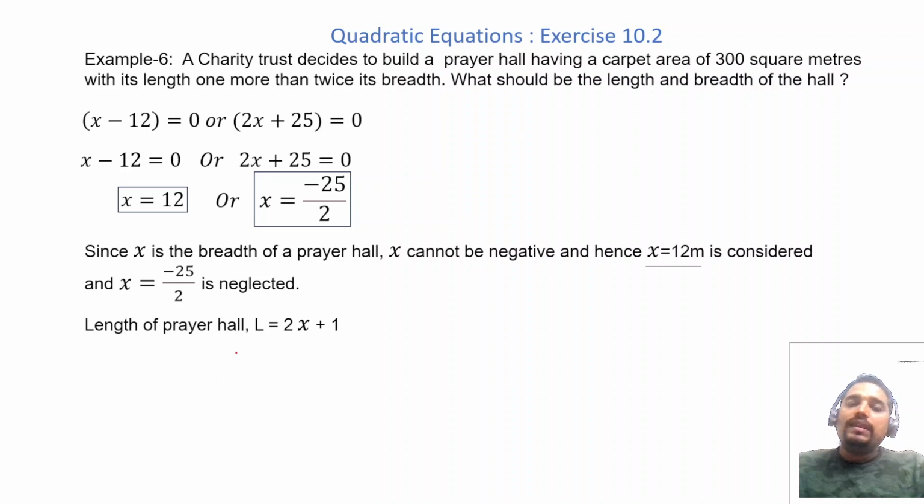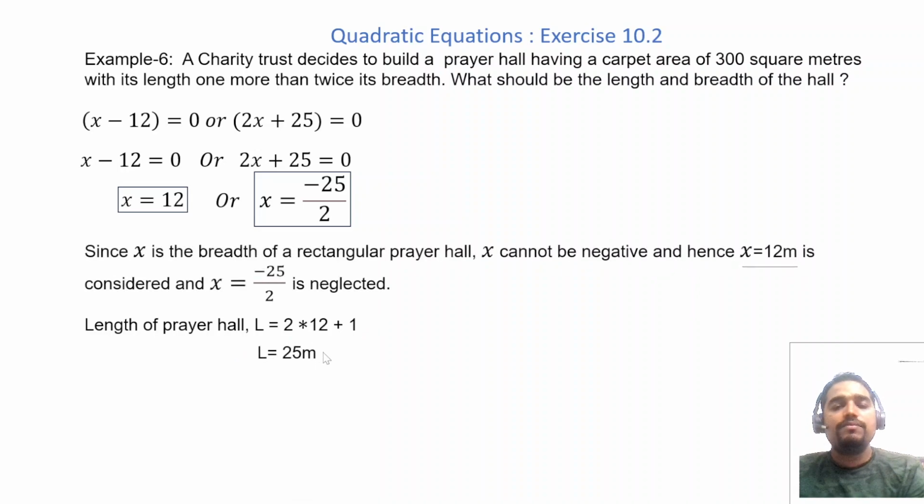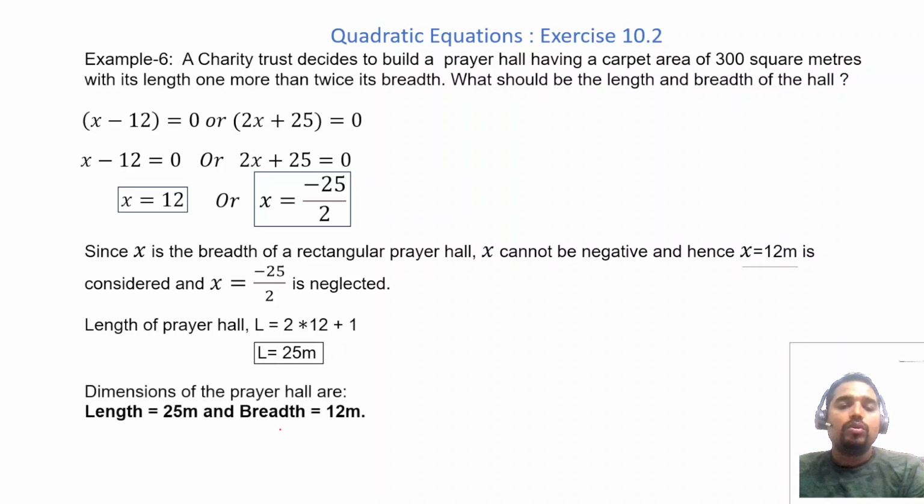Now we have to find out the length of the hole. The length of the hole, L is equal to 2x plus 1, is what we had found out earlier, based on assuming that x is the breadth of the rectangle. Now by substituting x is equal to 12, what do we get? Length is equal to twice of 12 plus 1, or L is equal to 25 meters. Therefore the required dimensions of the hole are: breadth is equal to 12 meters and length is equal to 25 meters. Thank you.